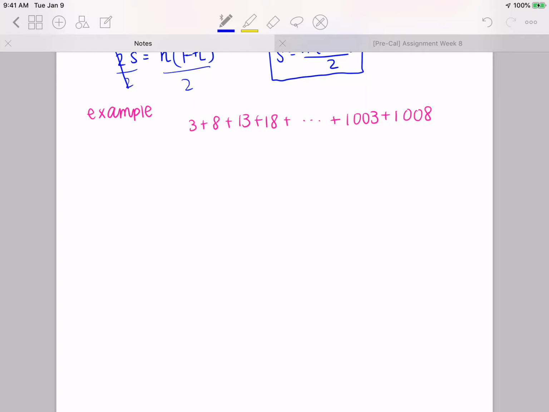So first off, this is a really important step: check how many terms there are in this sequence. To check how many terms we have, we're going to go back to our formula from last time, which is a sub n equals a sub 1 plus d times n minus 1.